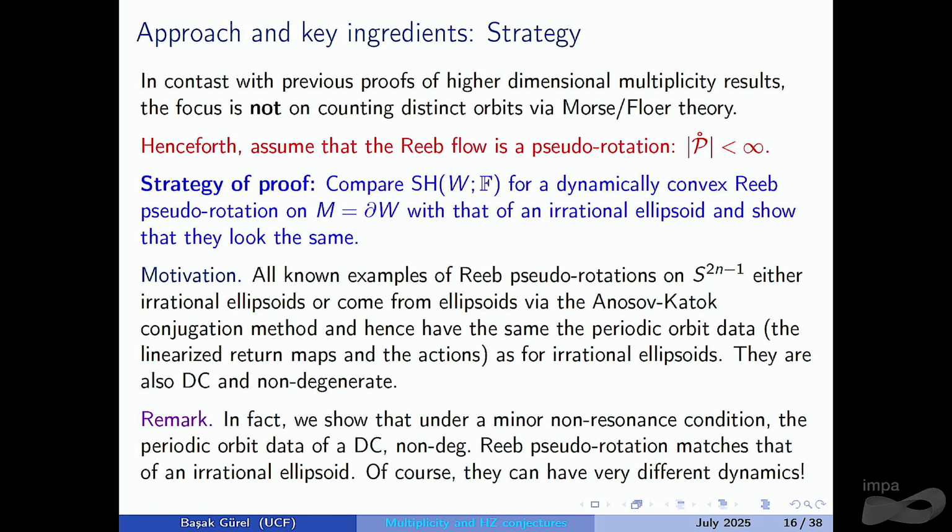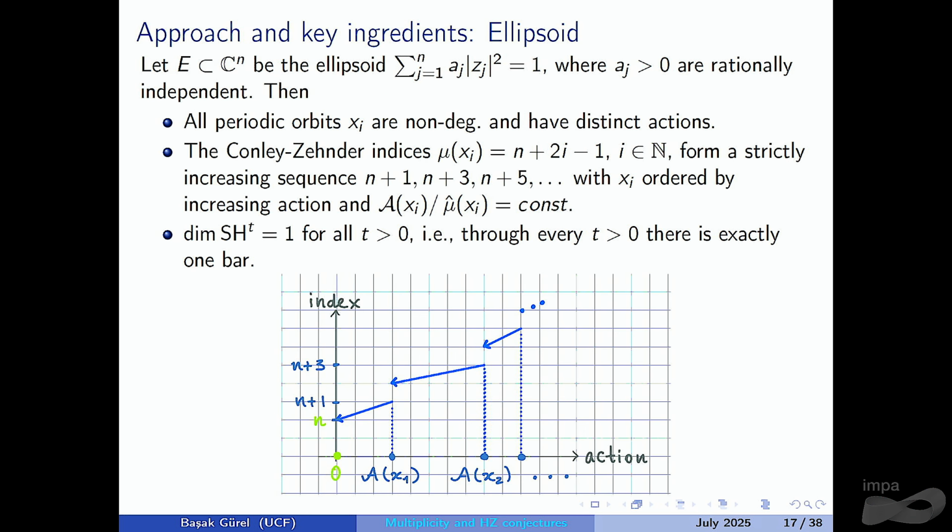Okay. In fact, when you add a resonance condition into the picture, we can also show that if you give me a dynamically convex Reeb pseudo-rotation, there is always a matching irrational ellipsoid with precisely the same fixed point data. But keep in mind that they can have very different dynamics, so we cannot tell them apart by looking at the symplectic homology groups.